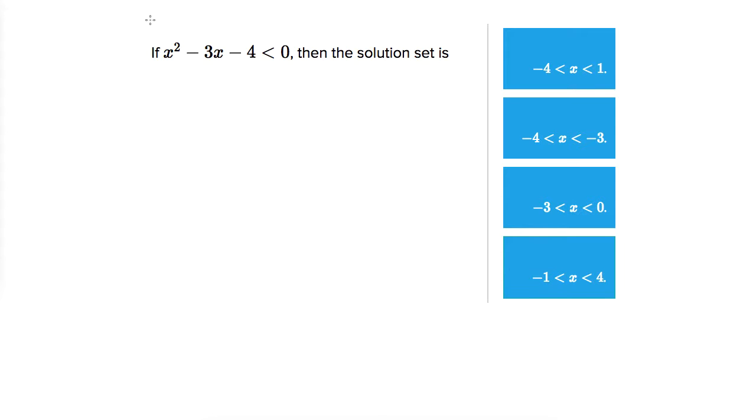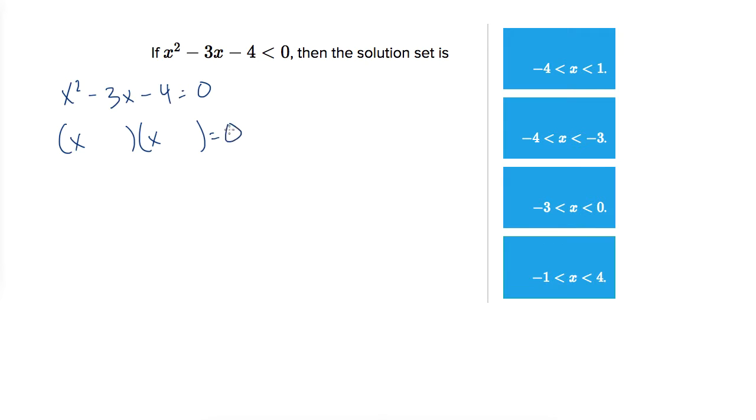So the trick to solving a binomial inequality is to first solve it as if it's just an equation, okay? X squared minus 3x minus 4 equals 0, and find the solution or the zeros of the binomial. So we'll factor this.